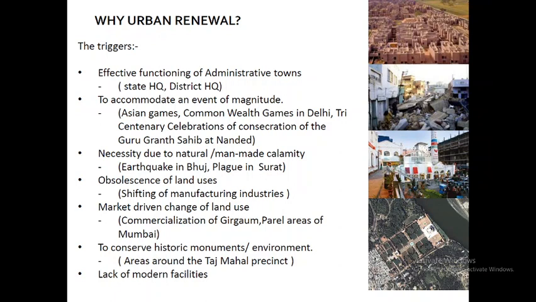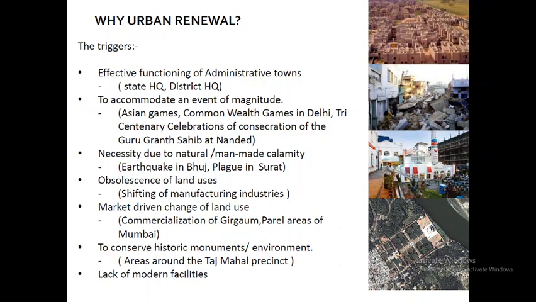So, the obsolescence of land uses, shifting of manufacturing industries, that is, when a place has colliding or conflicting land uses beside each other, and because of that there have been many disasters such as gas emissions and gas explosions, etc. Because of that obsolescence and blight, the land uses have to be shifted and moved away.